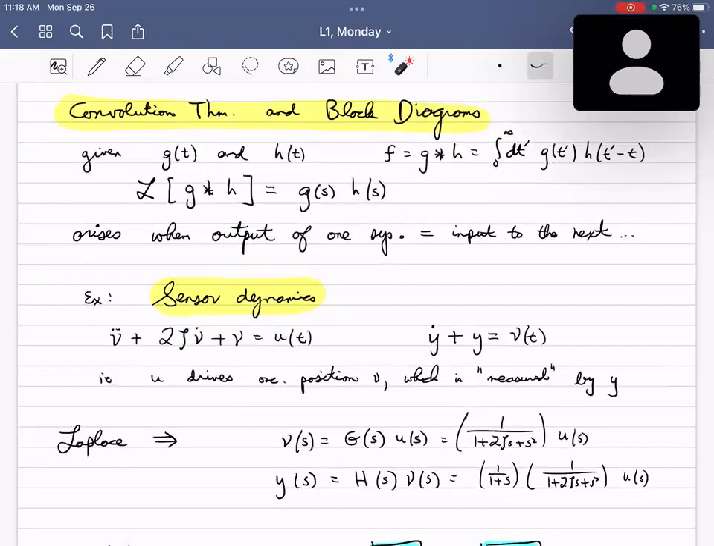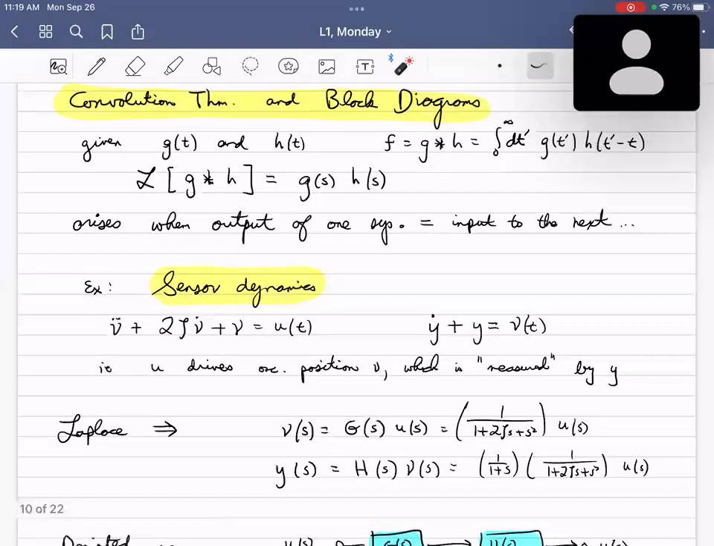An example would be having some sensor dynamics. We've talked about our second order system as an example, but imagine instead of measuring, I've changed names, is this a V or a nu? I don't know. Anyway, let's call it nu. So nu is the variable that's obeying second order dynamics, but we can't measure it directly. We measure it with some sensor that itself has some dynamics. And this is actually what happens in a real sensor. Nothing can sense anything instantaneously.